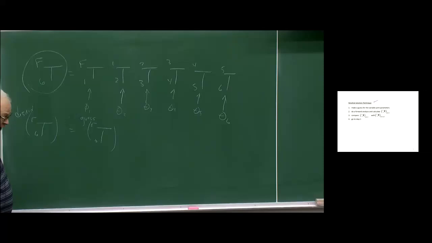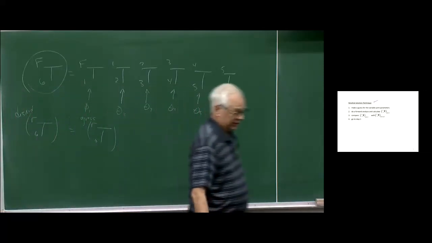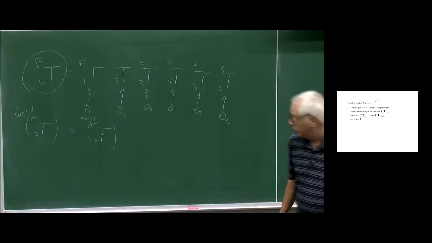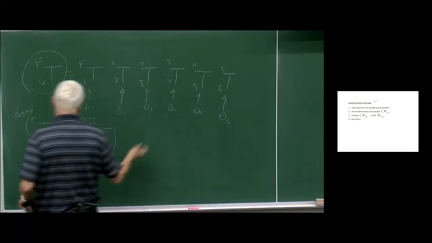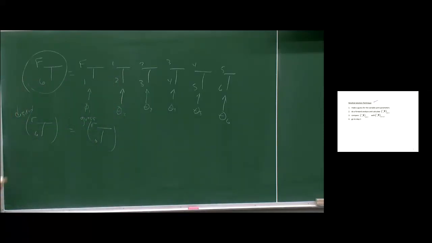You say, gee, was I lucky enough to get the same as the desired? Odds are you're not. So what you do is you make a new guess on all these joint parameters, see what you got, and see if it equals. So it's like a trial and error thing.